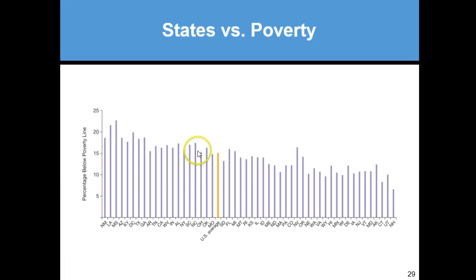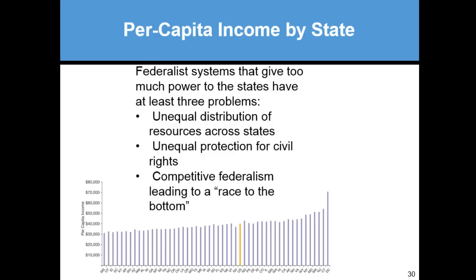This is the national average on poverty levels, those below the poverty line. On a national average, about 17% of the population is below the indicated poverty line. But I want you to see that in Texas, the number is considerably higher. It's over 20%. So when we look at per capita income, federalist systems that give too much power to the states have at least three problems. First, there's an unequal distribution of resources. Secondly, an unequal protection of civil rights. And third, competitive federalism can lead to that race to the bottom that we talked about.